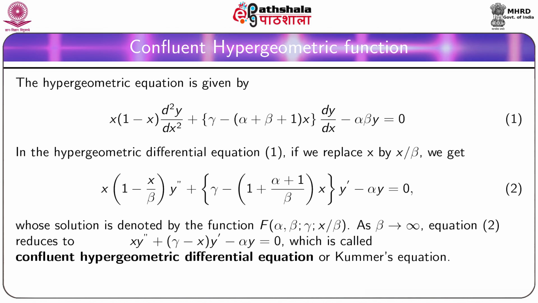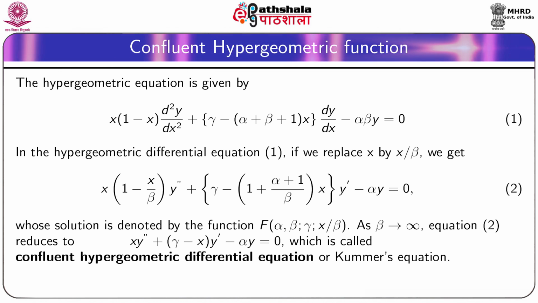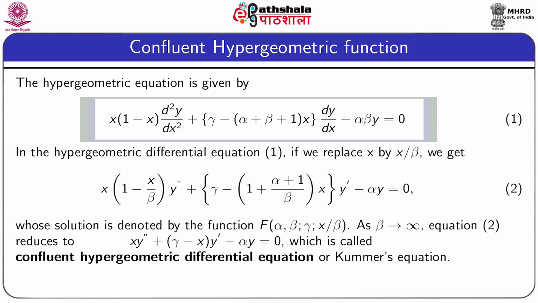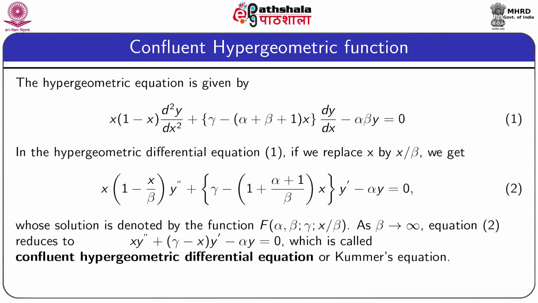Please recall the usual hypergeometric equation, which is given by equation number 1, that is x into 1 minus x d2y/dx square plus gamma minus alpha plus beta plus 1 into x dy/dx minus alpha into beta into y equal to 0. Now, in this differential equation, we replace x by x/beta, and if you do that, you will be getting equation number 2.